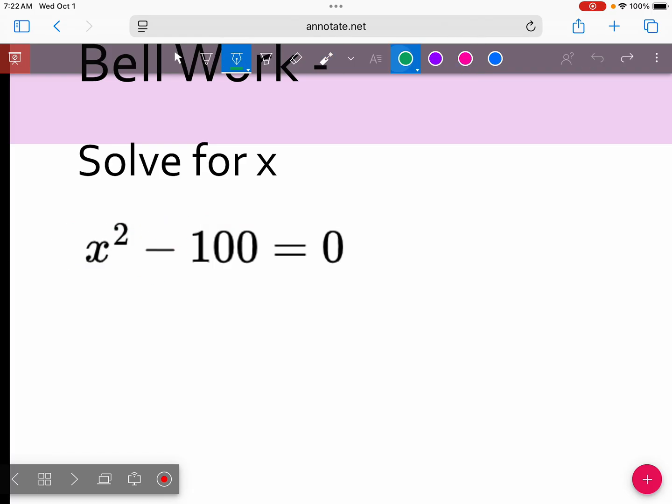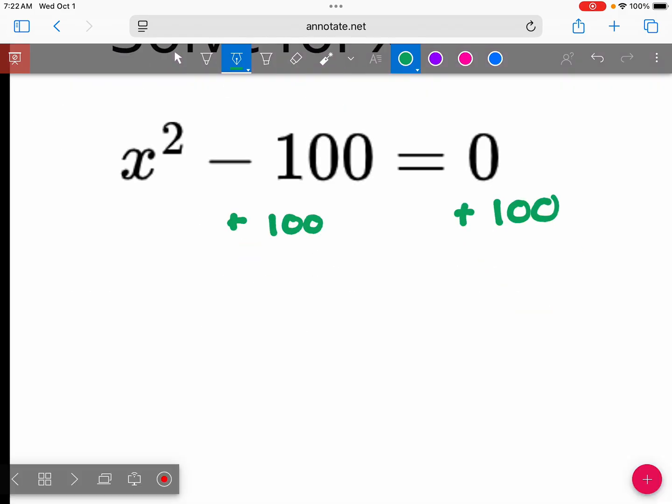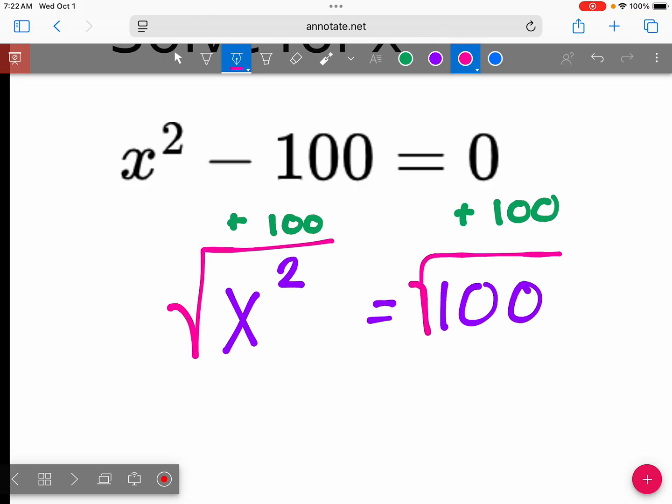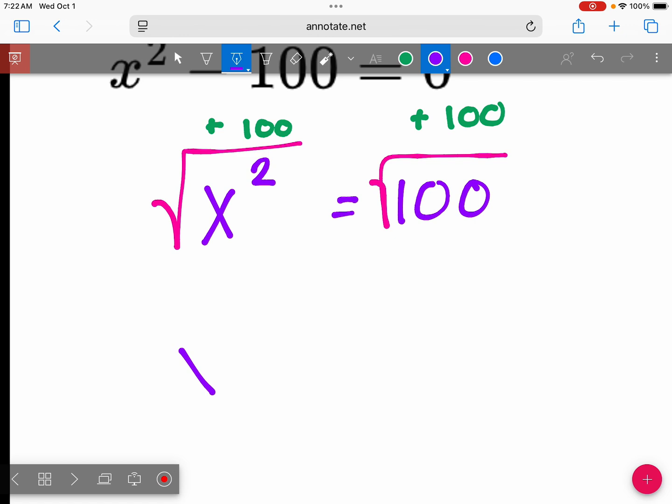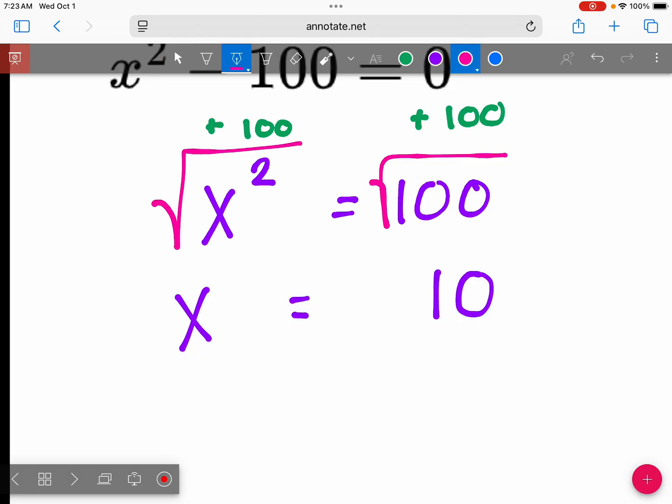But I could absolutely do that if I was to add 100 to both sides to get that x squared by itself. We absolutely can do this with square roots, giving us x squared equals 100. Because if I do the square root, what number when squared is 100? And what other number when squared is 100? Negative 10. So this would be positive or negative 10.